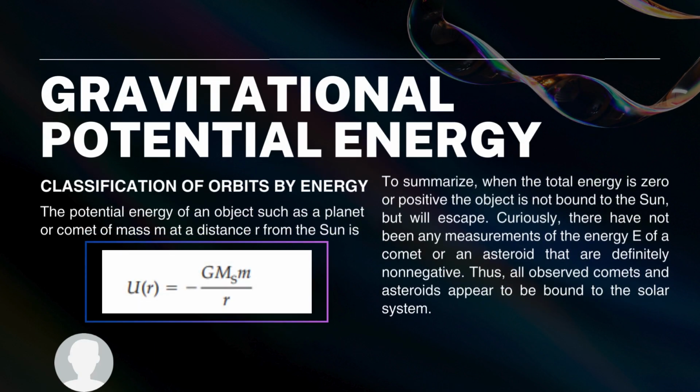Classification of orbits by energy. The potential energy of an object such as a planet or comet of mass m at a distance r from the Sun is U equals minus G M m divided by r. To summarize, when the total energy is zero or positive, the object is not bound to the Sun but will escape. Curiously, there have not been any measurements of the energy E of a comet or an asteroid that is definitely non-negative. Thus, all observed comets and asteroids appear to be bound to the solar system.